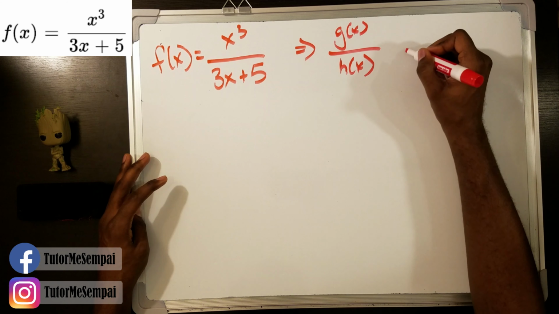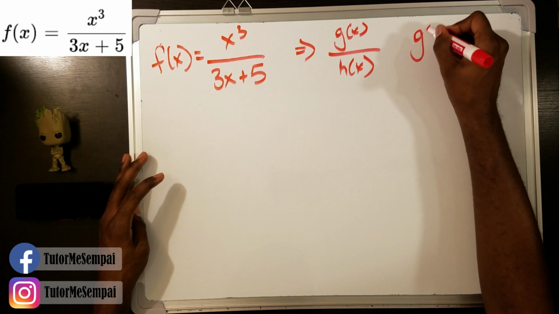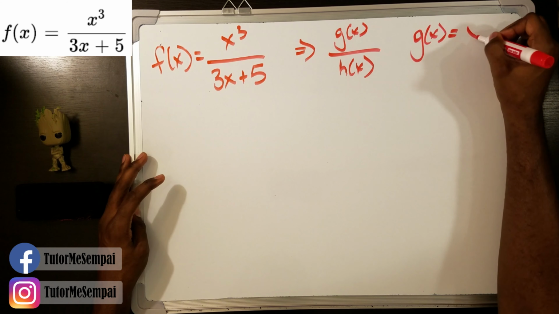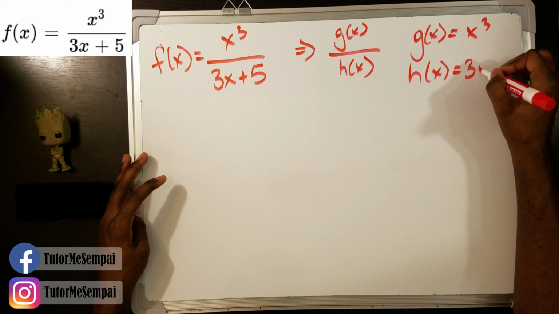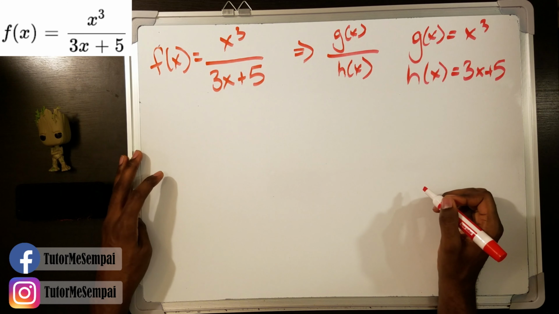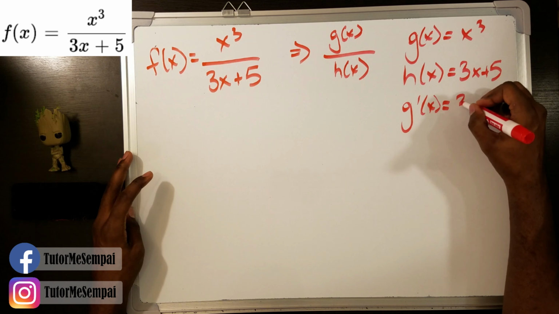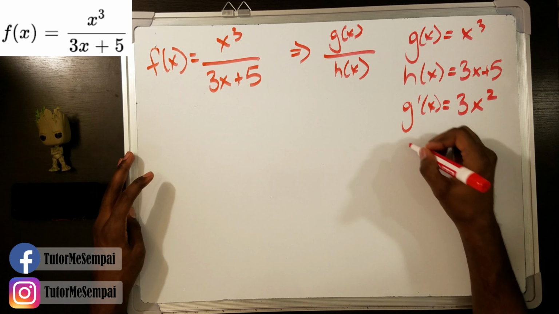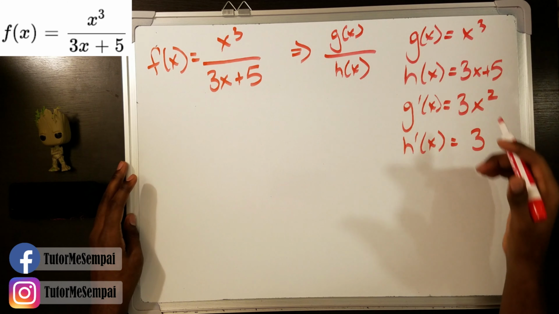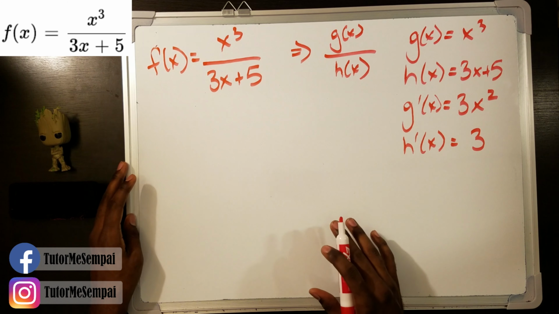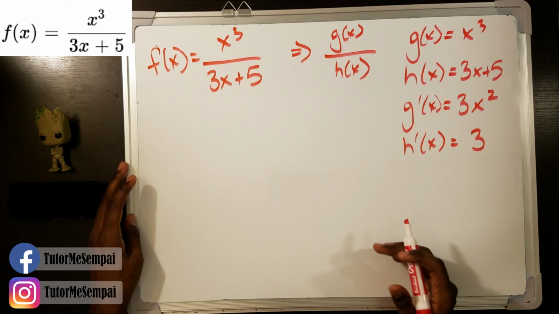That way we can simply plug and chug what our g of x is, our h of x is, and their respective derivatives. So g of x in this case is going to be x cubed. H of x is going to be 3x plus 5. Now, according to the power rule, our g prime of x is going to be 3x squared. Our h prime of x is going to be 3. So now that we have our four components, let's use our lows and highs to derive our quotient rule and then ultimately plug this in to find our answer.